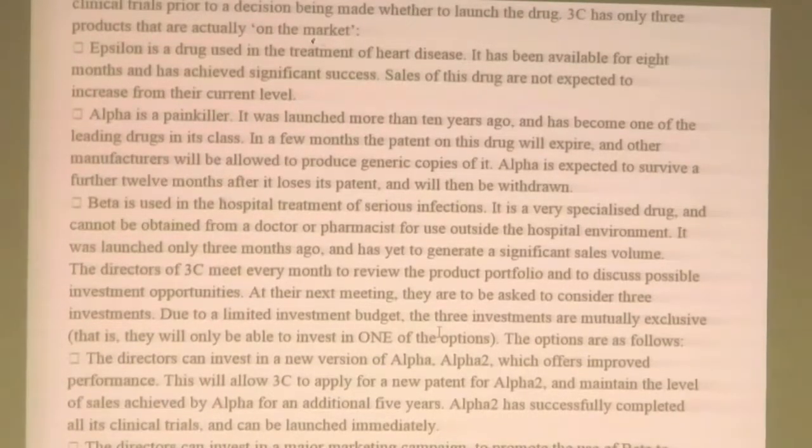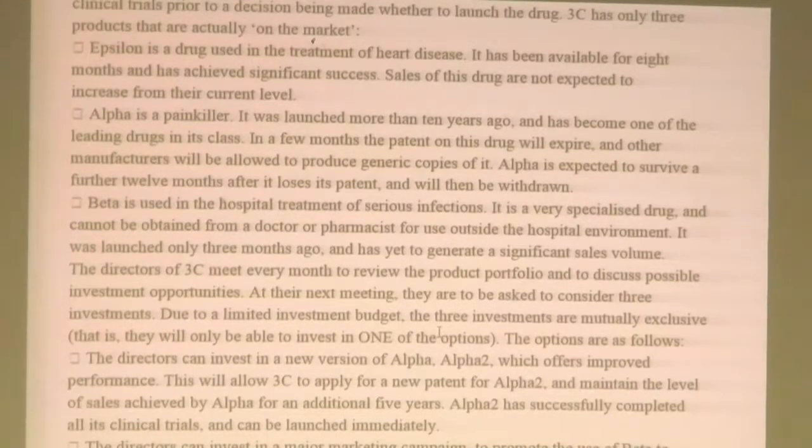So they say in a few months the patent on this drug will expire and other manufacturers will be allowed to produce generic copies. Alpha is expected to survive a further 12 months after it loses its patent and will then be withdrawn.